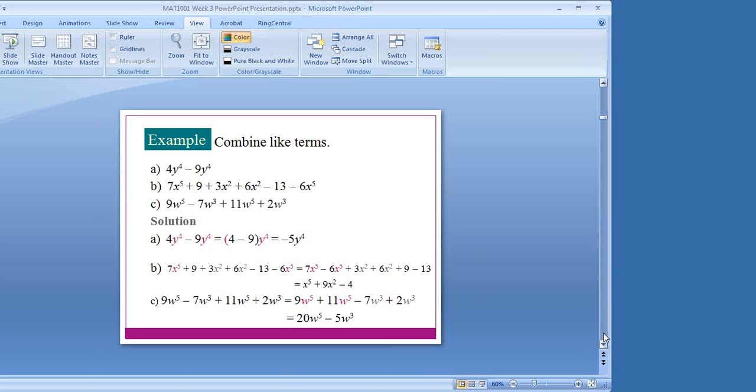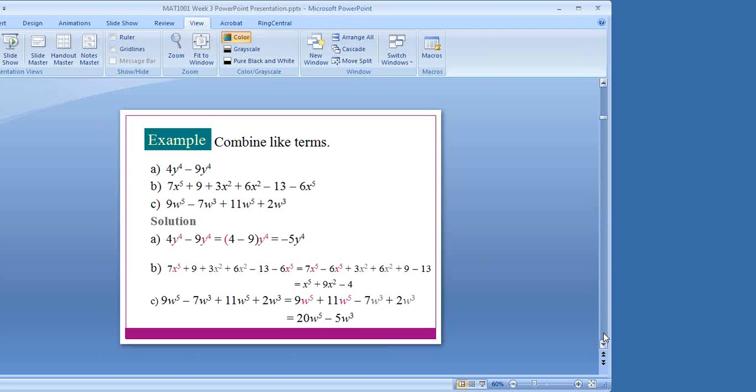What you need to remember is that we can only add or subtract like terms. And I've said this before. It's something really important that you need to know. You can multiply and divide anything, but you can only add or subtract like terms. And a like term means it's got the same variable raised to the same power.